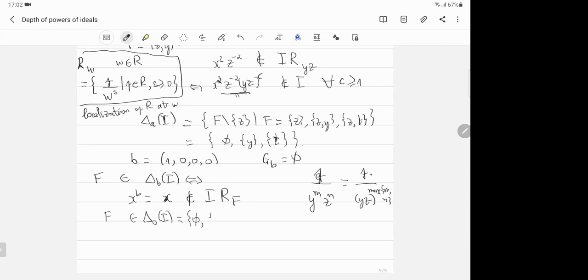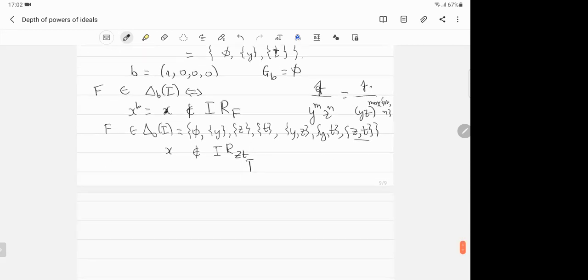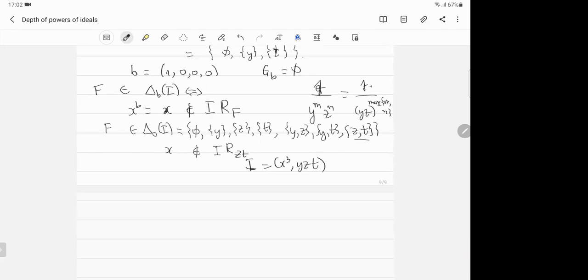Recall that in delta 0 we have yz, yt, and zt, right? And you can check that everything in this is allowed. So for example, even this one is allowed because this does not belong to I localized at z times t. Recall that our I is x, y, z, t. So in the end, our delta b I is exactly delta 0.